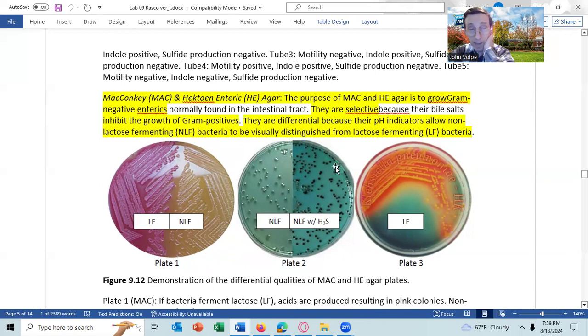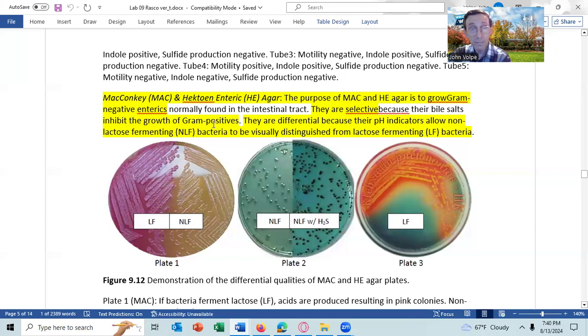You don't need to know the additives, but in the MAC plate, the additive is actually, oh gosh, what do you call that? Something your pancreas, bile salts. Bile salts and crystal violet. They get into the gram-positive cell and then prevent the gram-positive cell from growing. But gram-negatives are frequently going in the colon where bile salts are present, and they're not harmed by crystal violet because the outer membrane of the gram-negative cell prevents the crystal violet from getting in. So if there's growth, it's likely to be gram-negative. No growth on either MacConkey's or HE, it's likely to be gram-positive.